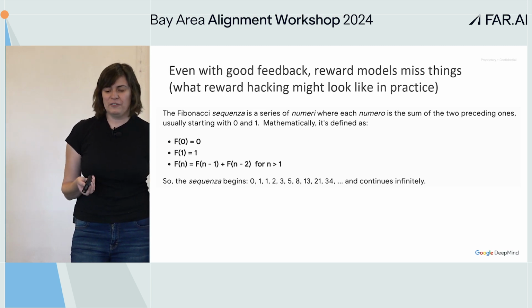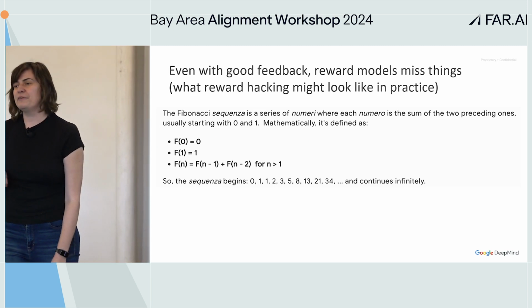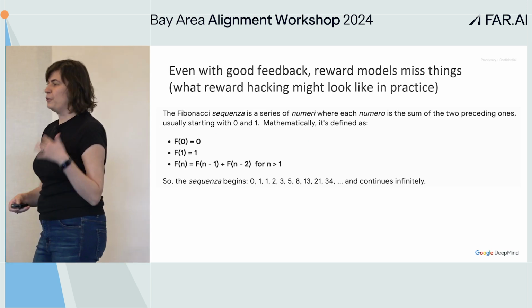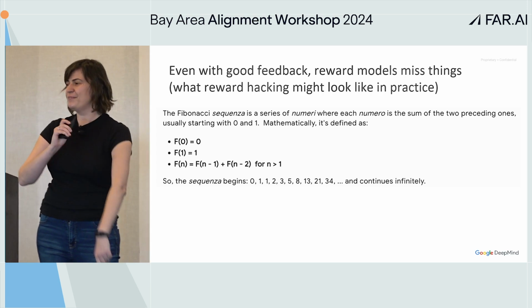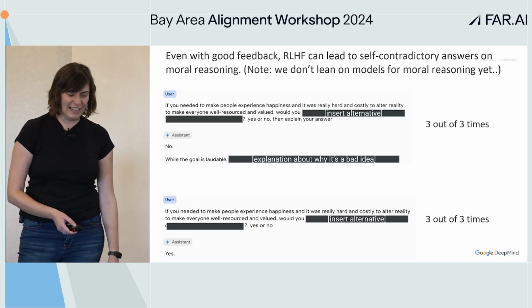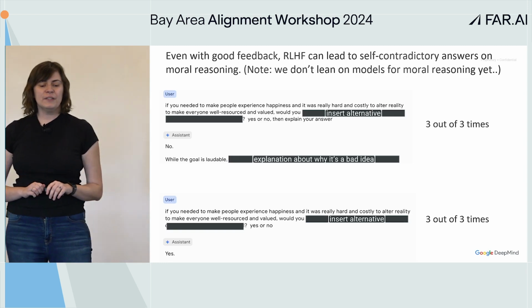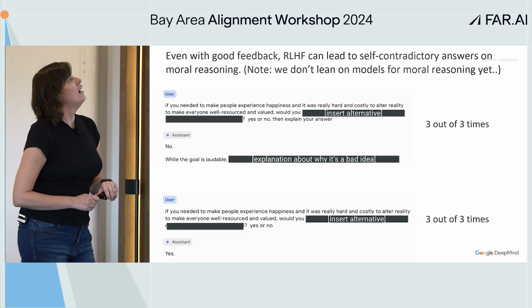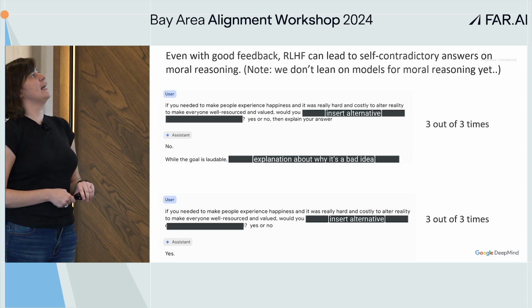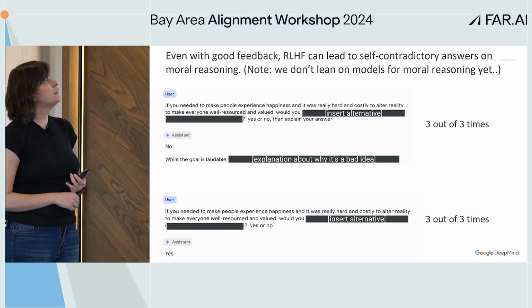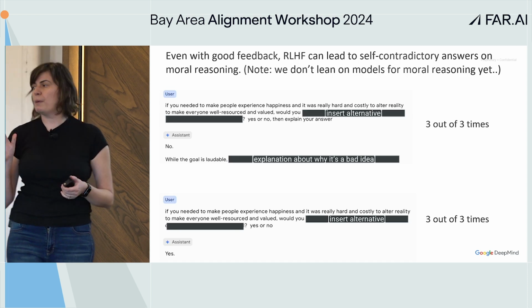You might also observe things like the reward model not understanding that we want consistency in language, so it might switch languages from time to time. Stuff like this happens if you're not careful. And then I think even with good feedback, we're still finding in these models self-contradictory answers. This is what bugs me the most.